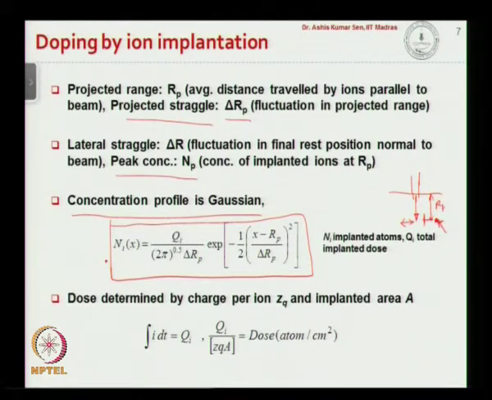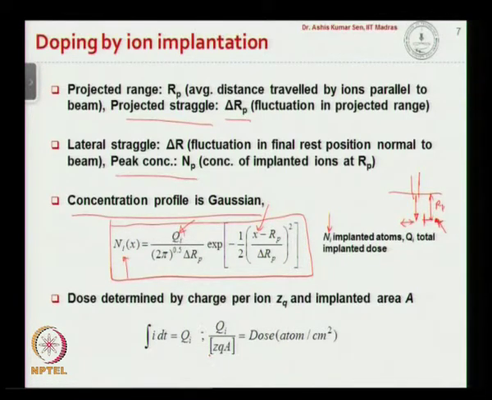So this is the formula here. Ni is the implanted atoms, the number of dopant atoms that are implanted, and Qi is the total dose. We already have defined Rp and delta Rp, which are the projected range and the projected straggle, and x is the depth.